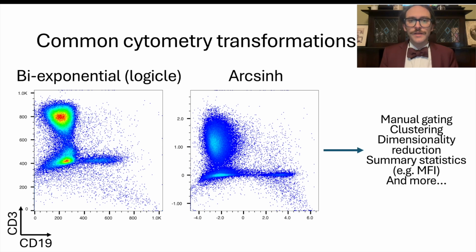Once transformed, these values can then be used for a wide range of downstream analyses, including manual gating, clustering, dimensionality reduction, and calculating summary statistics such as MFIs.